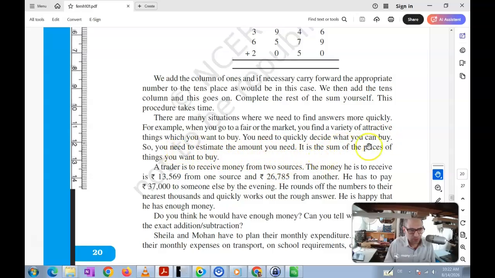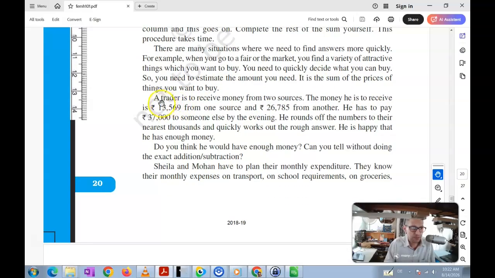So over here, as an example, we have a trader who is to receive money from two sources. The money he is to receive is 13,569 from one source and 26,785 from another source. So all together, 13 plus 26 is 39,000, and then another 1,000, so a little bit over 40,000 he's going to receive. He has to pay 37,000 to someone else by the evening. So if he has 40,000 and he pays out 37,000, still 3,000 is going to be left from that money. He rounds off the numbers to their nearest thousands and quickly works out the rough sum.